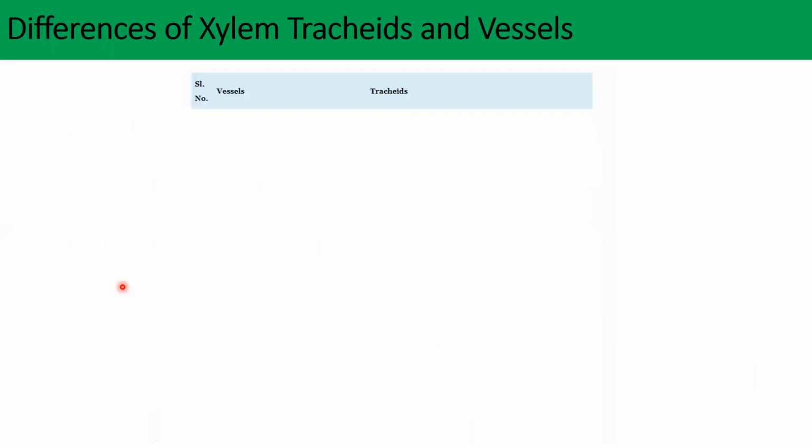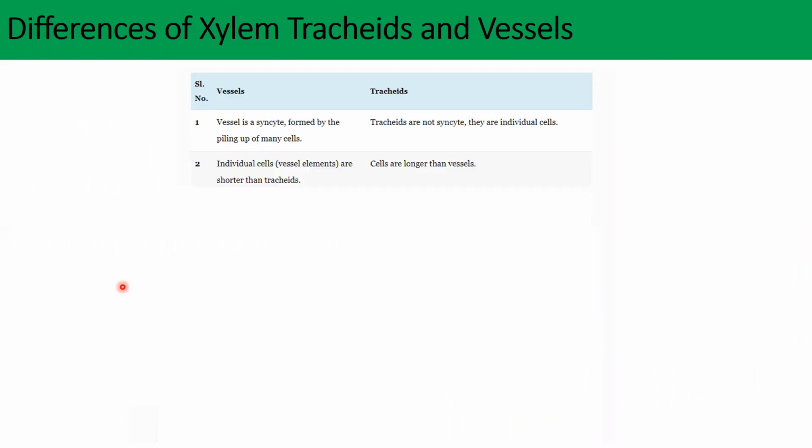There are several differences between these two components of xylem. I mean, a vessel is formed by piling up of many cells. On the other hand, tracheids are individual cells. Xylem vessels are obviously shorter than tracheids, and vessels are more advanced.